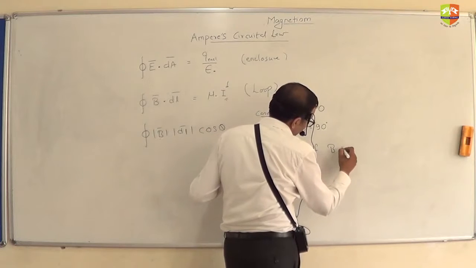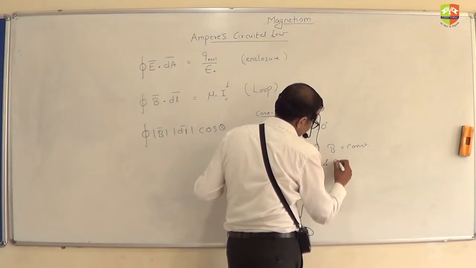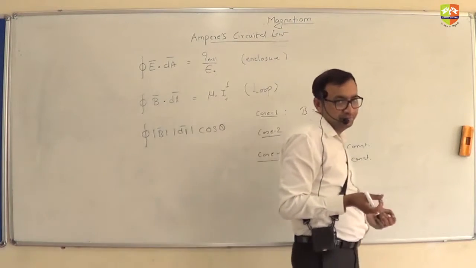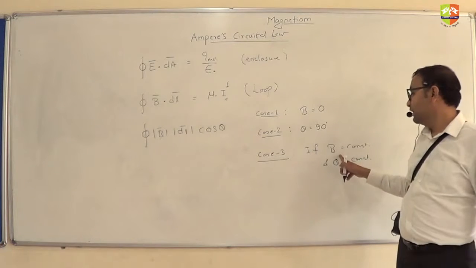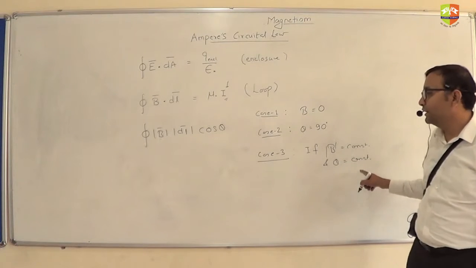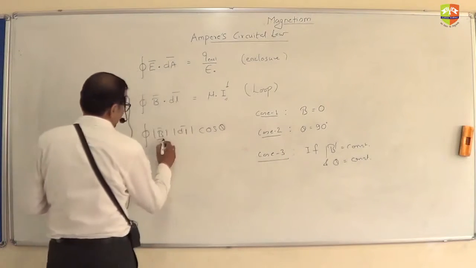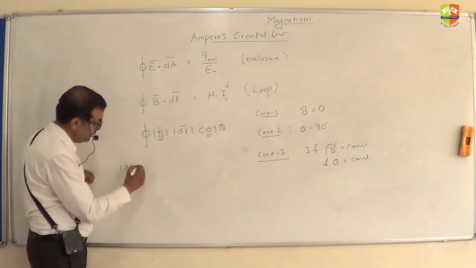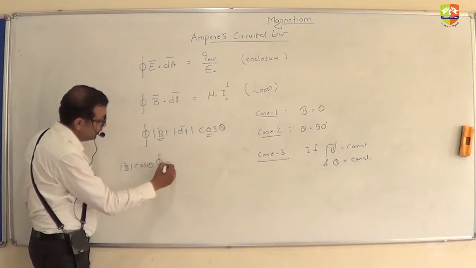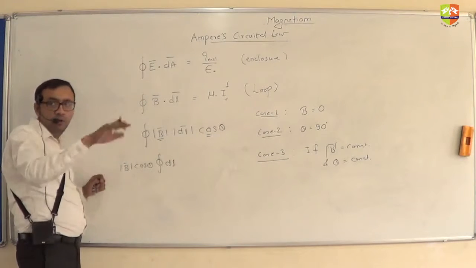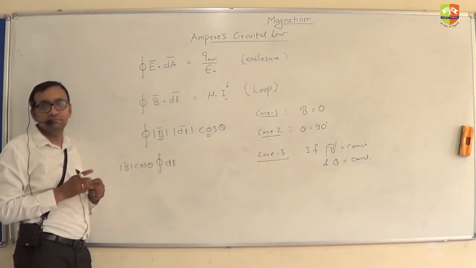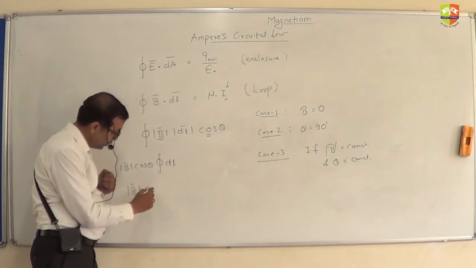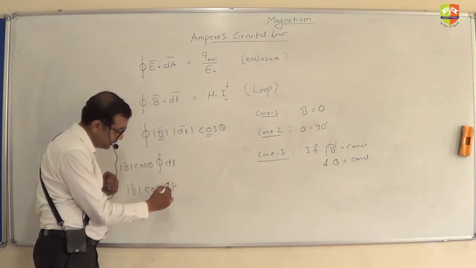If B is constant and theta is also constant, like she said, theta can be 0, which is a constant. If the magnitude of B is constant and theta is constant, what will happen to this integral? B and cos theta will come out of the integral. So it will become B into cos theta integral dl. Integral dl over a loop is what? It's the perimeter. Yes or no? So this entire thing becomes B into cos theta into perimeter. You can say P is the perimeter.